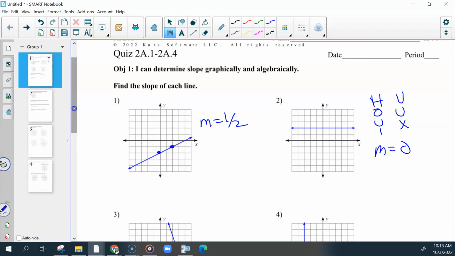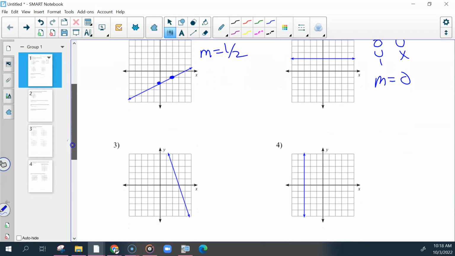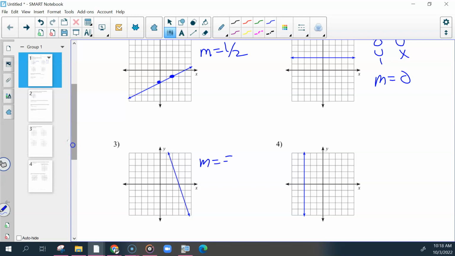Number 3, a lot of you got 3, but you didn't put -3. This is a negative slope. Some of you put -3/1. Simplify as much as possible if it can be simplified. And then I saw some of you just flipped your rise and your run, so you did -1/3, so be careful with that. And then number 4 was a vertical line, so this slope was undefined.